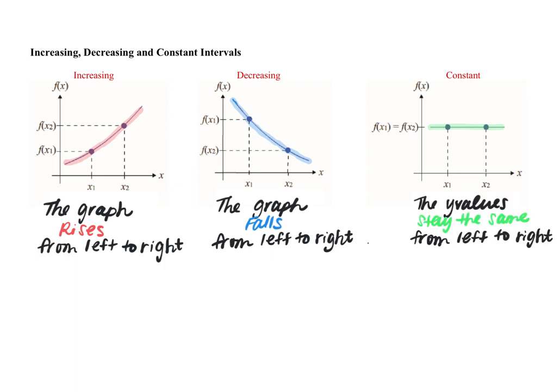In this case, a constant graph is going to be a graph that looks like a horizontal line. And you could have a portion of a graph be constant, or the entire graph could be constant.